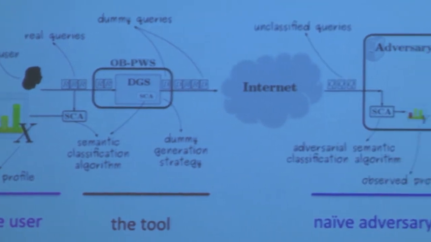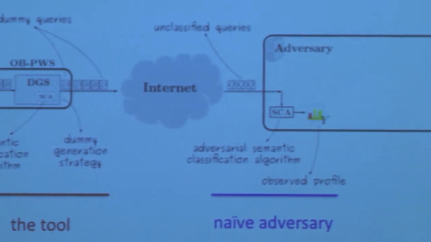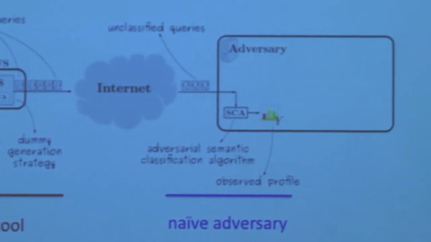Then things go through the internet, and they get to the search engine, which is also the adversary in this model. The adversary receives queries, Q, and a priori it is not known whether these are from the user, so R queries or D queries, from the user or from the tool. The user has his semantic classification algorithm, and on the one hand he has the raw data in the queries, and on the other some representation of this data that is of interest to the adversary, because it classifies these queries into categories that are of interest.